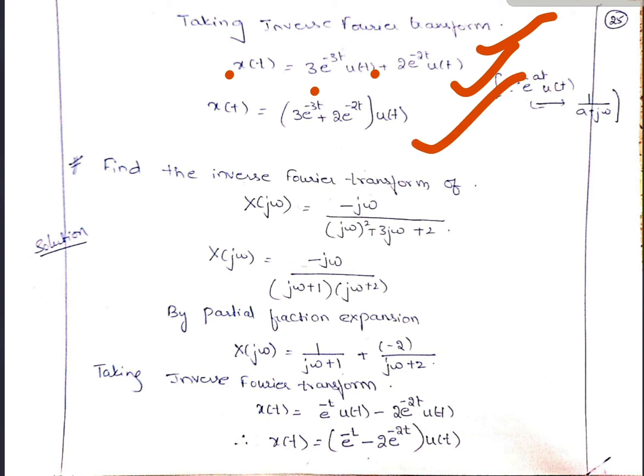Find the inverse Fourier transform of X of j omega equal to minus j omega by j omega whole square plus 3 times j omega plus 2. Let us see this problem. X of j omega is equal to minus j omega by j omega plus 1 into j omega plus 2. So by partial fraction expansion, just apply the partial fractions and expand. Taking the inverse Fourier transform, you get x of t equal to e raised to minus t u of t minus 2 times e raised to minus 2t u of t. Therefore, this is the expression for the Fourier transform.